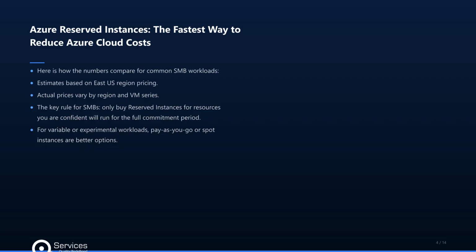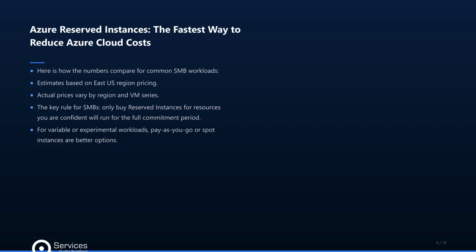Here is how the numbers compare for common SMB workloads. VM type, pay-as-you-go monthly, 1-year RI monthly, 3-year RI monthly. D2SV3, 2 vCPUs, 8 GB RAM: $140, $88, 37% off, $67, 52% off. D4SV3, 4 vCPUs, 16 GB RAM: $280, $176, 37% off, $134, 52% off. E8SV3, 8 vCPUs, 64 GB RAM: $504, $302, 40% off, $217, 57% off. Estimates based on East US region pricing. Actual prices vary by region and VM series.